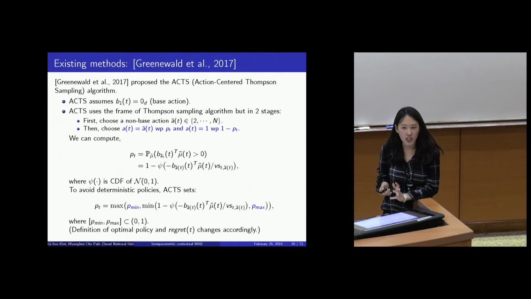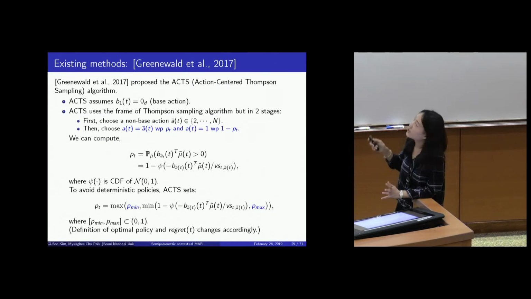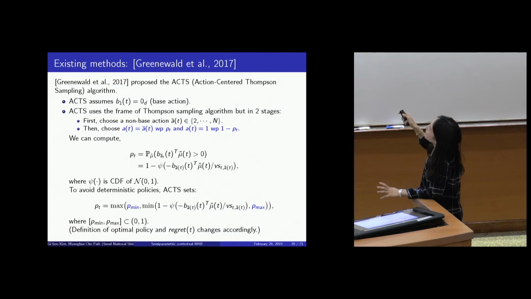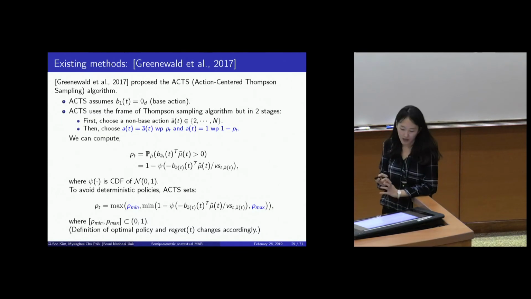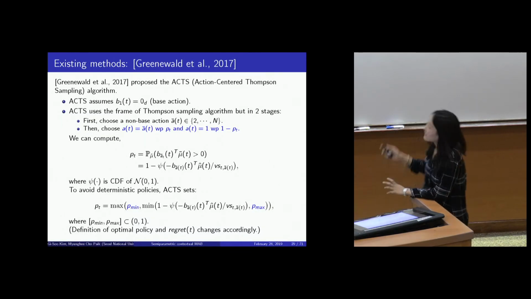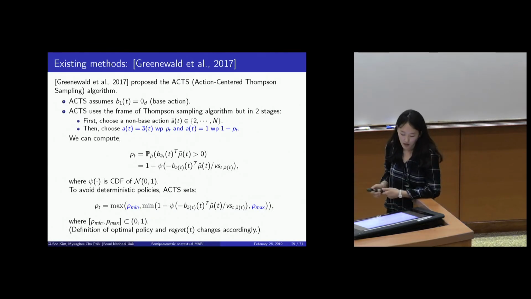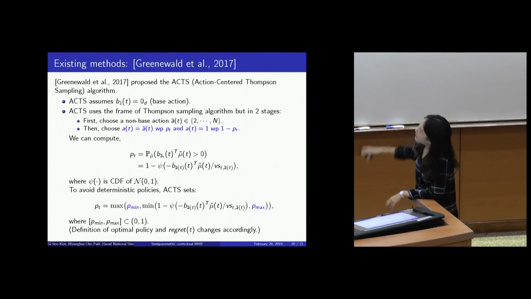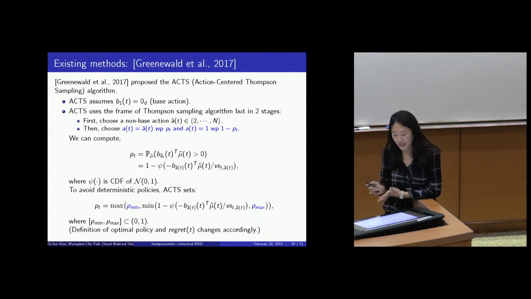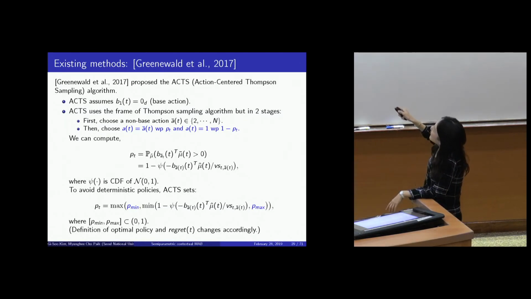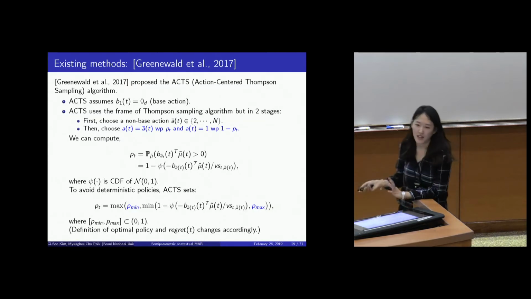And in the second stage, the algorithm pulls the arm A bar t with probability p t and the first arm with probability 1 minus p t. In the second stage, we can actually compute this probability using the Gaussian assumption of mu tilde because we are using the Thompson sampling framework. This is computed like this. However, Professor Murphy emphasized yesterday that we should constrain this probability to lie between predefined values p min and p max.